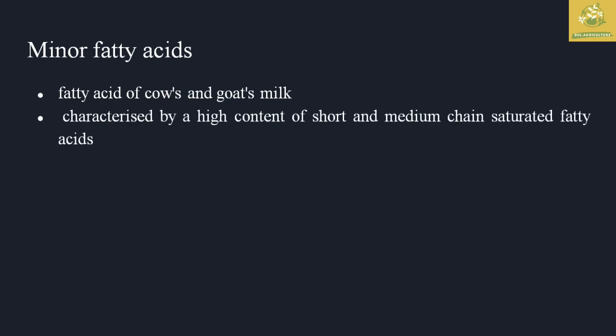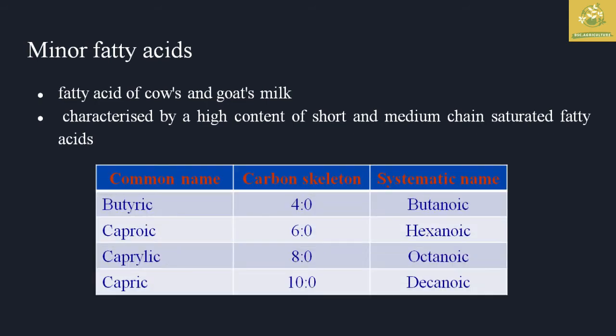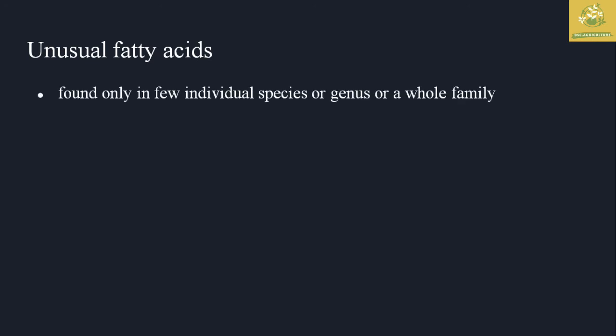Now the minor fatty acids. Minor fatty acids are mostly found in cow and goat milk, characterized by a high content of short and medium chain saturated fatty acids. For example, I have given only 4: butyric, caproic, caprylic as well as capric. Unusual fatty acids are found only in individual species or genera of a whole family.